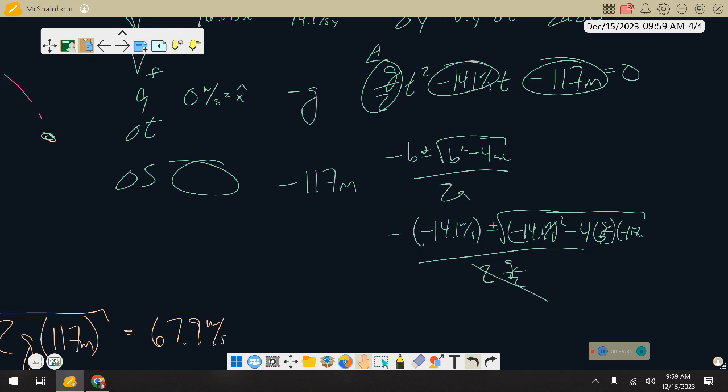Minus 4 times g over 2. Square root the whole mess. Always do that part first. And this ends up as 49.9 meters per second.